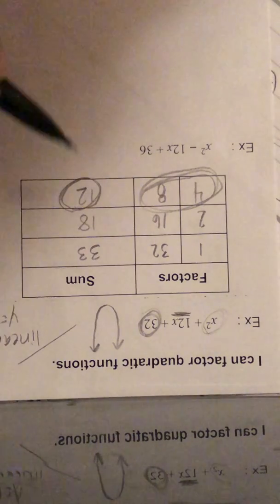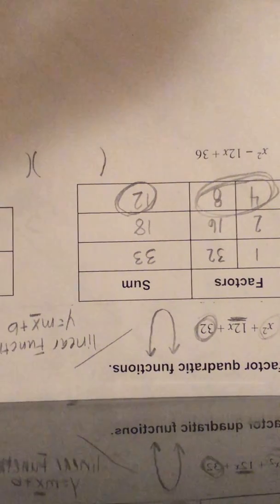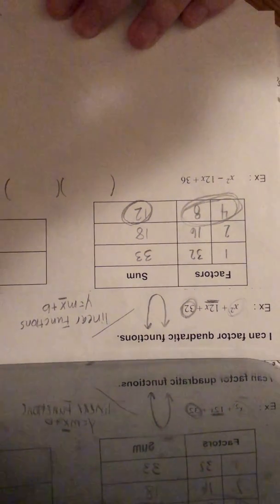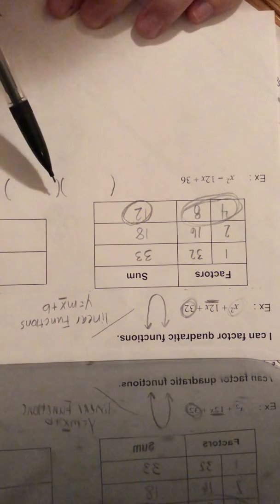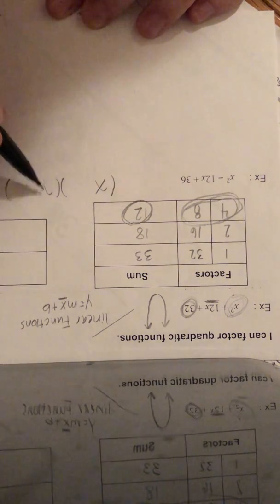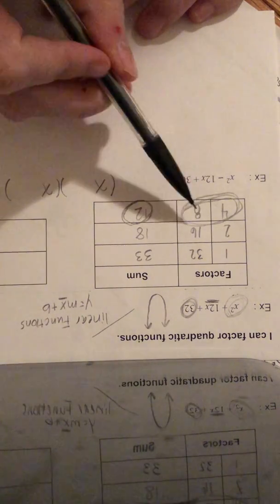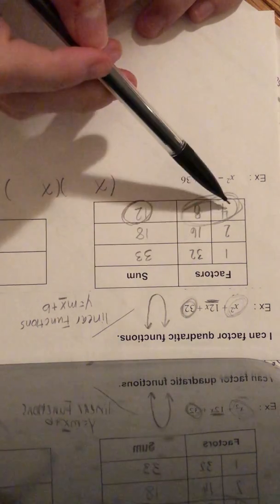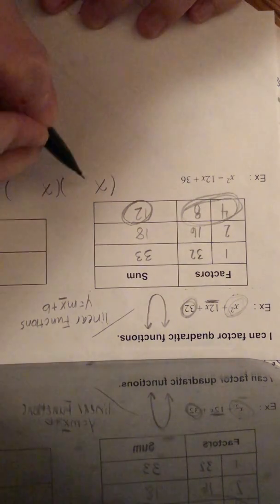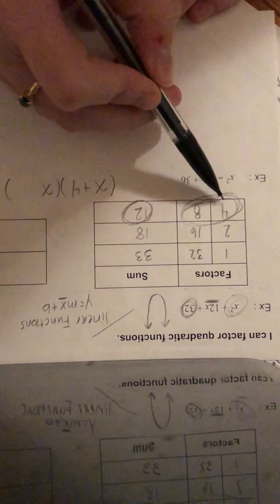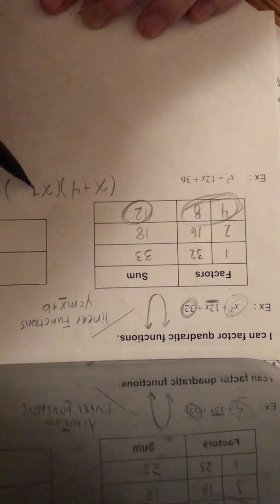Once we've done this part, we're going to have two sets of parentheses. See if I can zoom this out. With this, we're looking at, hey, what times what gives us x squared? Well, x times x gives us x squared. Then we're looking at, well, what times what gives us 32, and what plus what gives us 12. So that's like saying x plus our 4 here because it's positive, and x plus 8 here because it's positive as well.